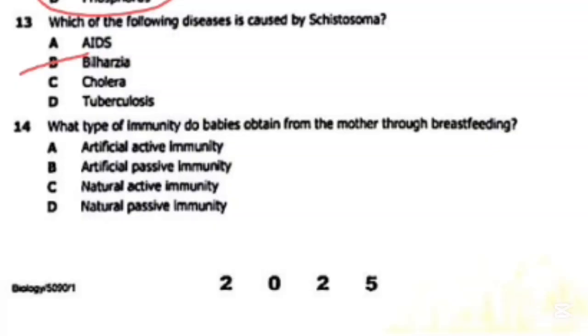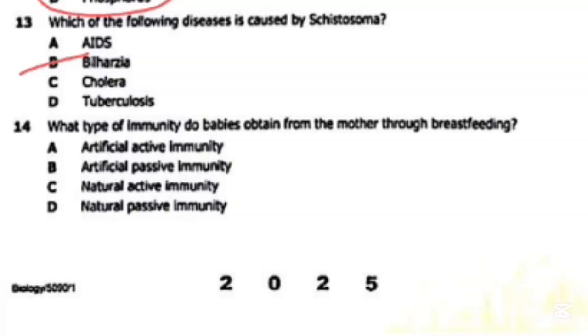Question 14. What type of immunity do babies obtain from the mother through breastfeeding? So what type of immunity can a baby get from a mother through breastfeeding? A. Artificial active immunity. B. Artificial passive immunity. C. Natural active immunity. D. Natural passive immunity. So, how can we know?